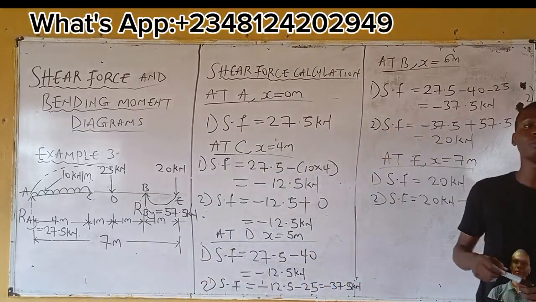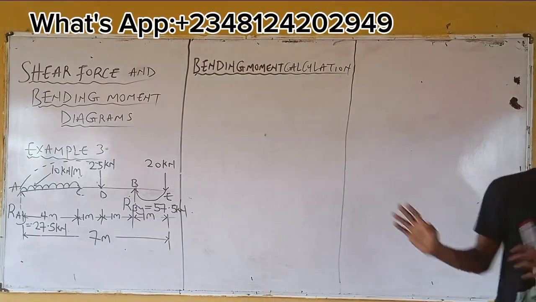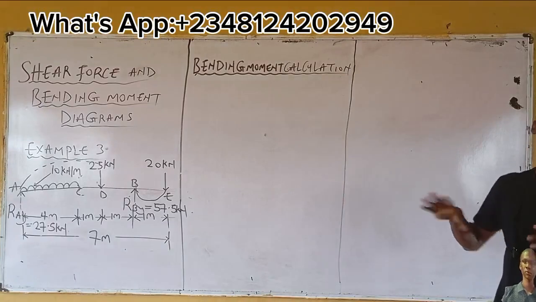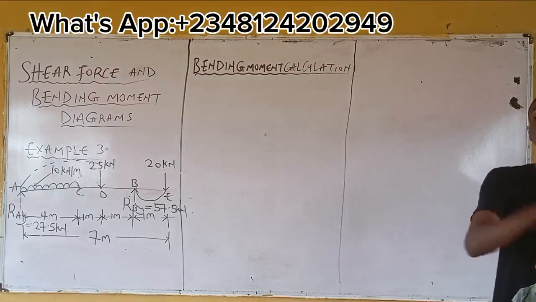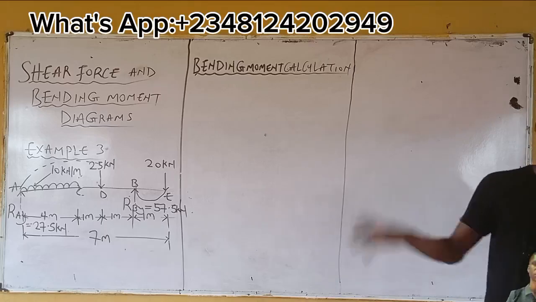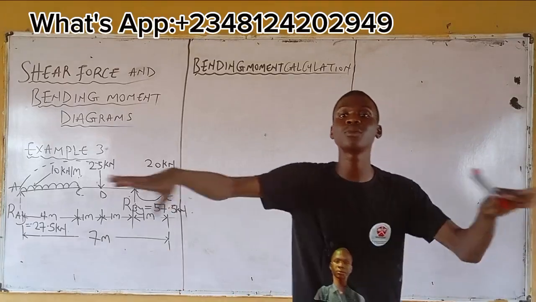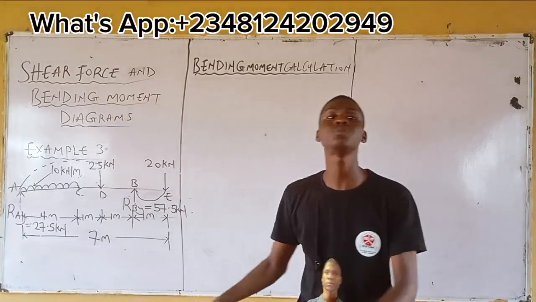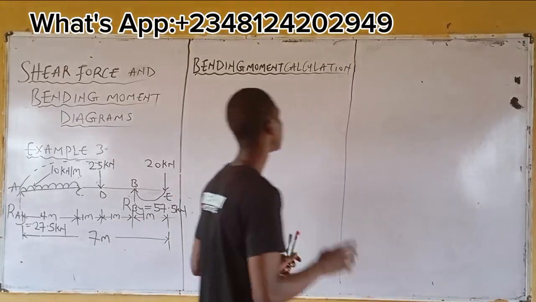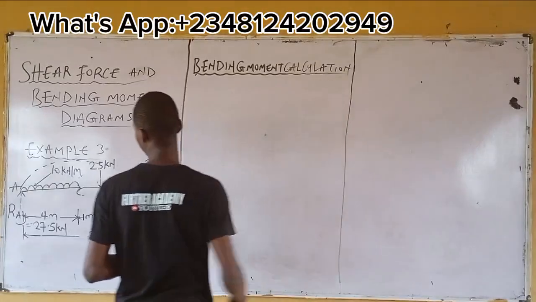The next one, bending moment calculation. Question 1 says that calculate the support reaction. We've done that, right? Now, draw the shear force and bending moment diagram. By shear force diagram, you need shear force value. We've done that also. Now, bending moment diagram, we need bending moment value. So let's solve for bending moment at each point. So write bending moment calculation.